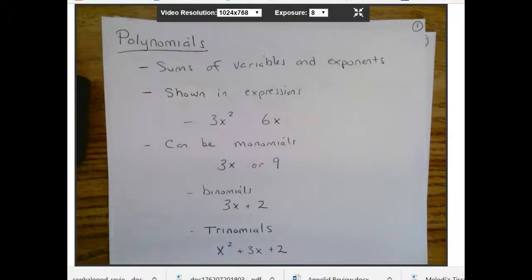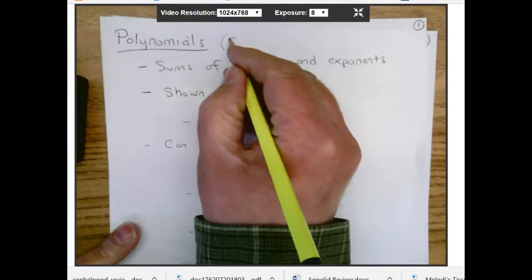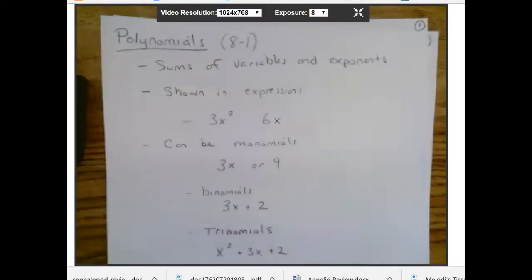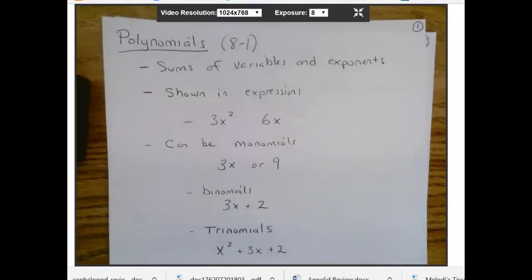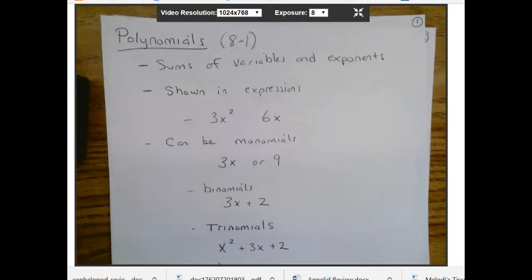Alright, this is our next unit, or next notes in Algebra 1. We're going to move on to the next chapter, I've decided. So this is going to be 8.1. We'll review 7.6 tomorrow, talk about it. Then we're going to start on 8.1 here, just to get us moving along.